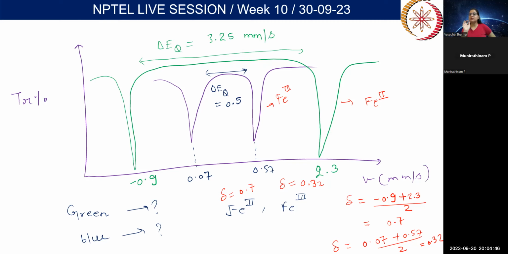Now, this is one concept. We got to know about the delta value. But we can't ignore the splitting also, right? So earlier we saw that in case of iron plus 3, we were having only lattice contribution. In case of iron 2, we were having both lattice as well as valence contribution. So what do you feel, the delta EQ 3.25 is for which one? Iron in plus 2 or iron in plus 3? Is this relatable or doesn't make any sense?